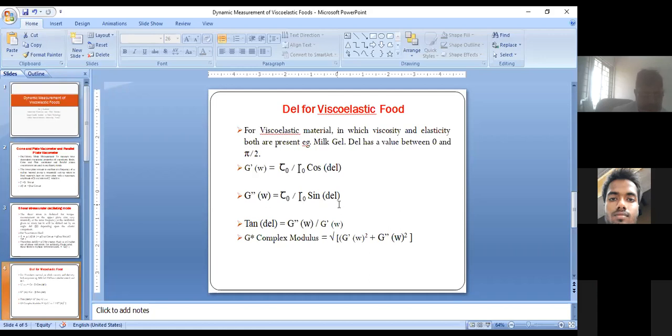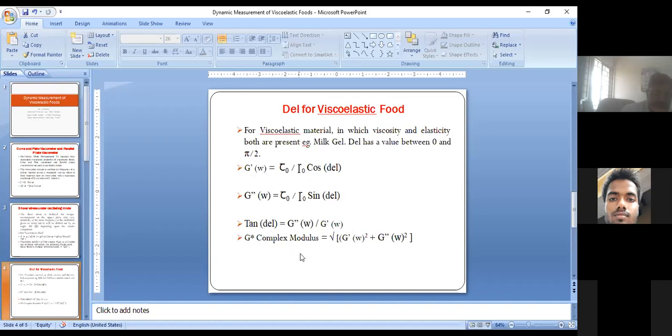It is the part of the stress which is out of phase with the strain. Which one? This is the viscous part, the dissipation, the heat dissipated part. What is heat dissipated? That is the viscous part. And what is the energy stored? That is the elastic part. Elastic part is G dash omega. Viscous part is G double dash omega. And here tan delta is equal to G double dash omega upon G dash omega.